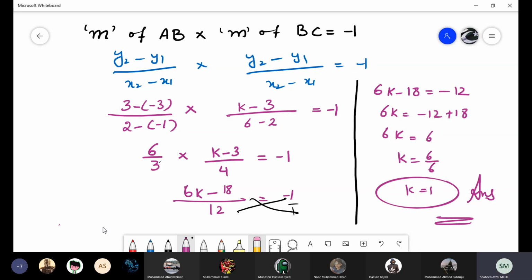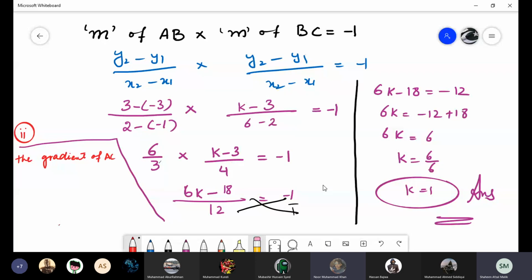Any problem in this question? No, ma'am. The second part of question 11 is the gradient of AC. Can you find the gradient of AC? It's a very easy question. Just use the formula for the gradient, substitute the pairs from A and C, and tell me the answer.